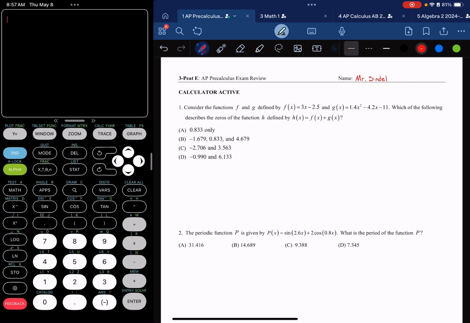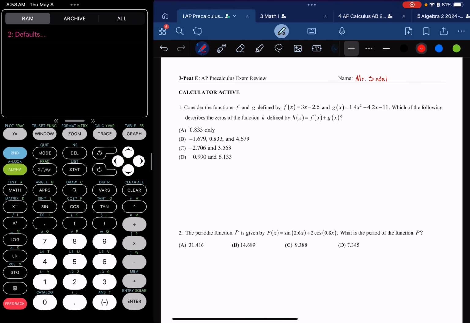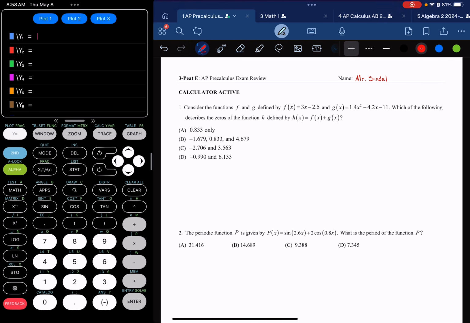So in number 1, we have these two functions, and we're trying to find the zeros when we add the two functions together. This is purely a calculator question. We're going to go to the y equals on the top left of our calculator. I have some stuff in here, so I'm going to hit second plus 712, and that will reset my calculator. Now if I go back to my y equals, I have a clean slate.